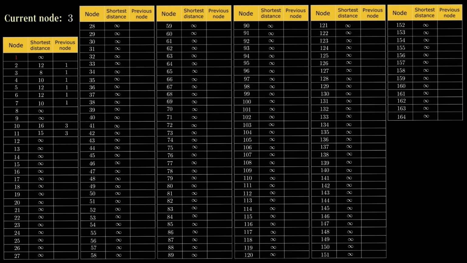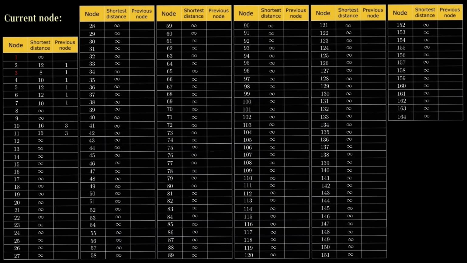So we're done with node 3, mark it as visited, and we choose a new current node from our unvisited nodes list, which has a minimum distance to 1. And that node is node 4. So node 4 is our new current node, and we calculate the distances of all unvisited neighbors of 4, which are nodes 12 and 13.